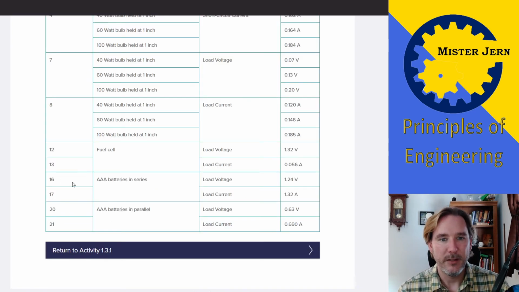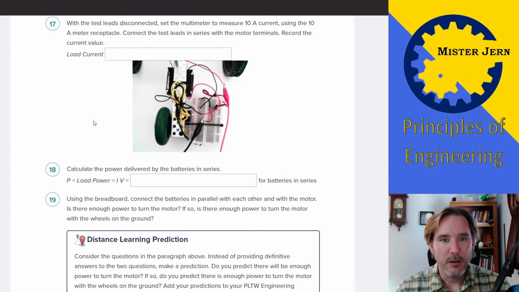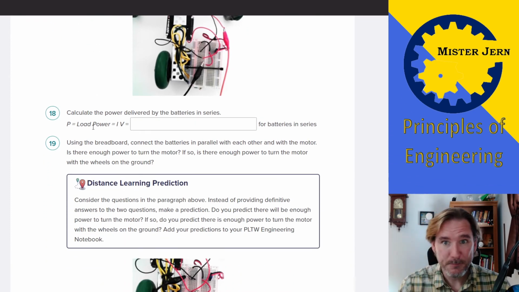And on this other file, it's going to tell you the voltage in series for steps 16 and 17. You're going to get the current, and you're going to have to calculate the power once again. This is just the batteries in series.